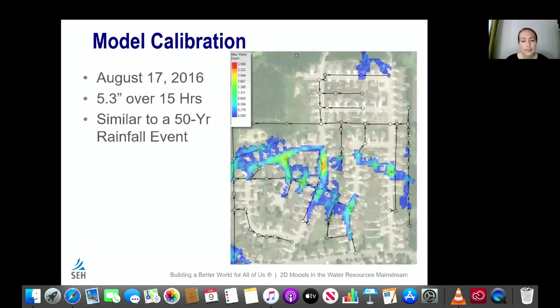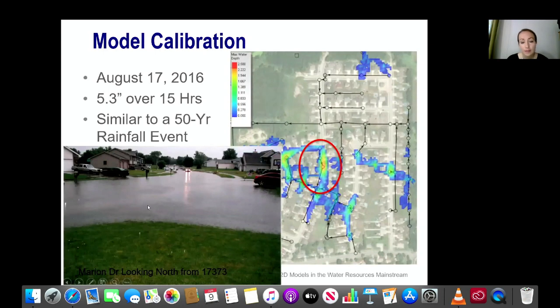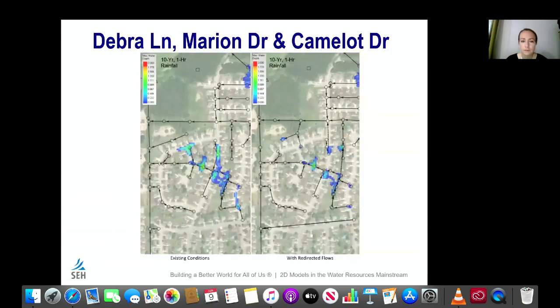So we used the August 2016 event to calibrate our model, and these are the results that we produced. So in this area on Marion Drive, the depth was 1.5 to 2 feet or so. And that's about the same area where that woman was standing with water up to about her knees. So generally speaking, pretty good match to what was observed.